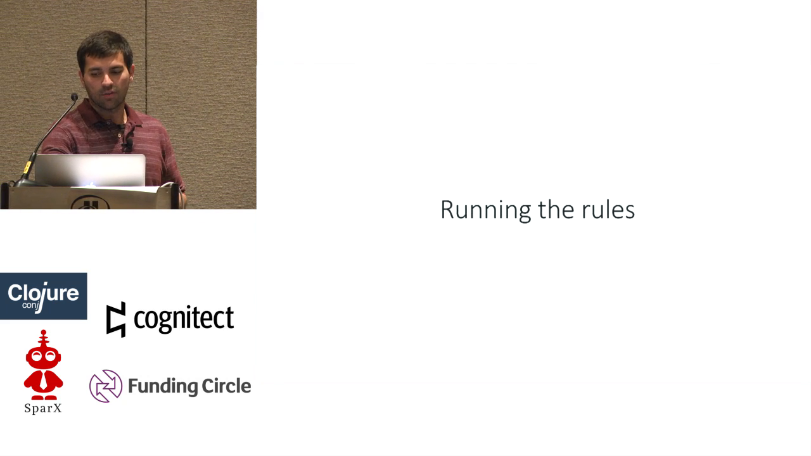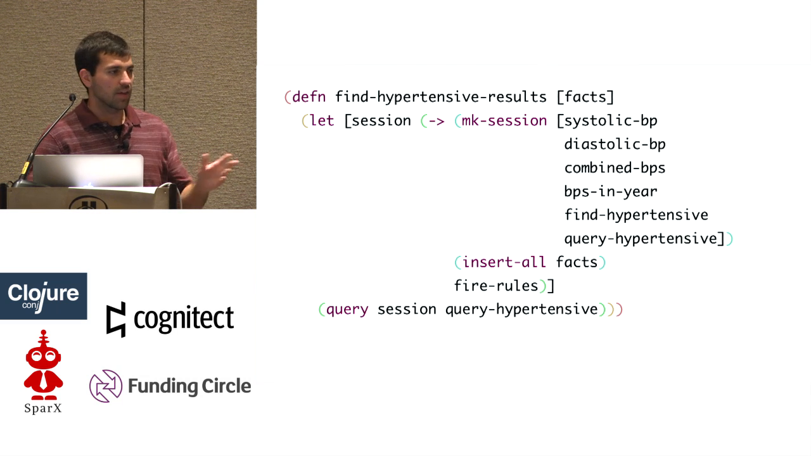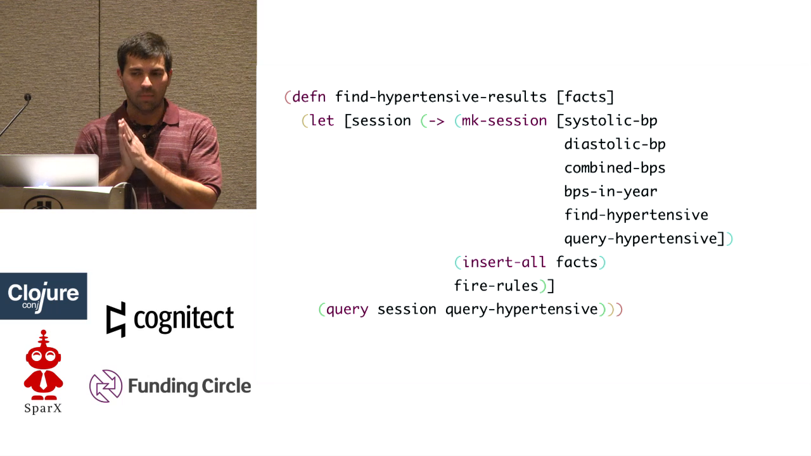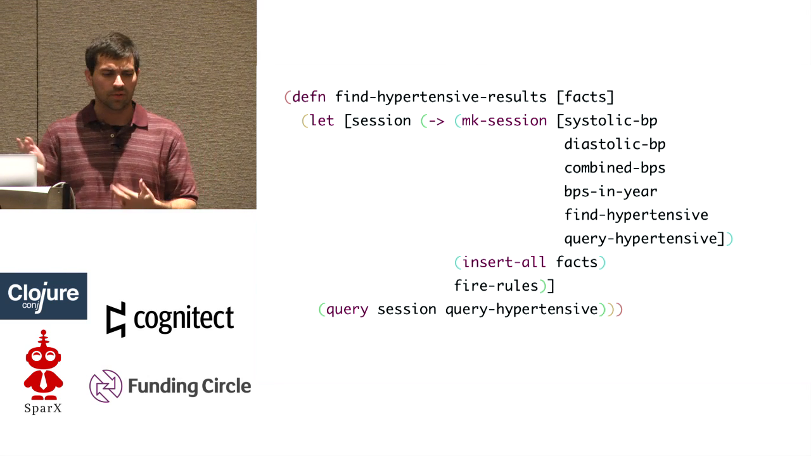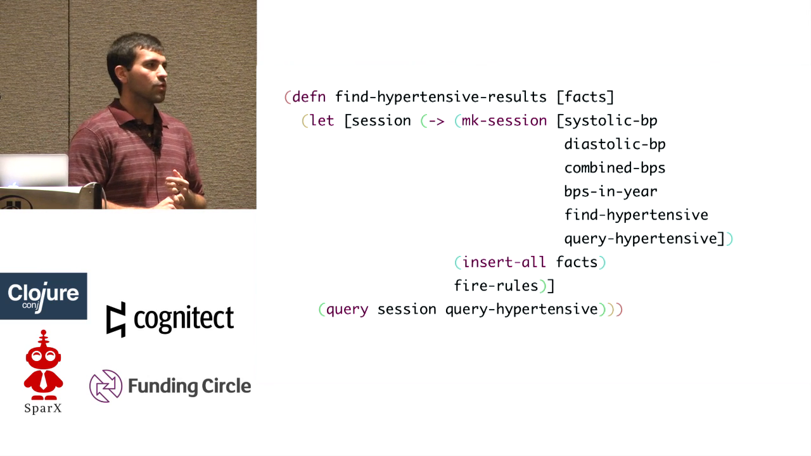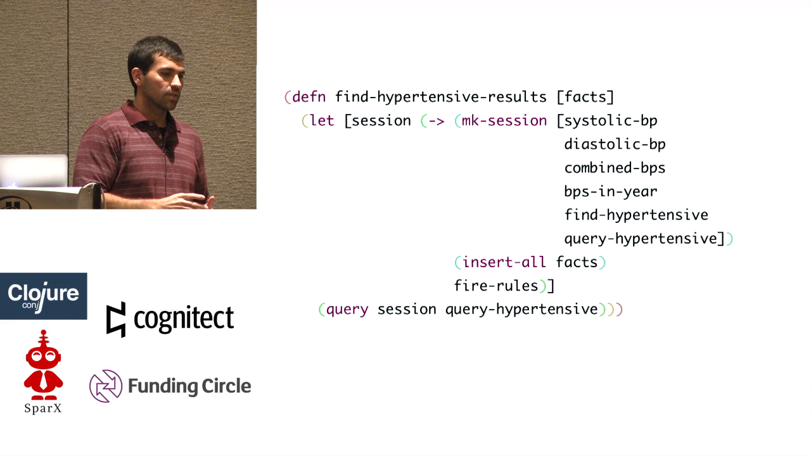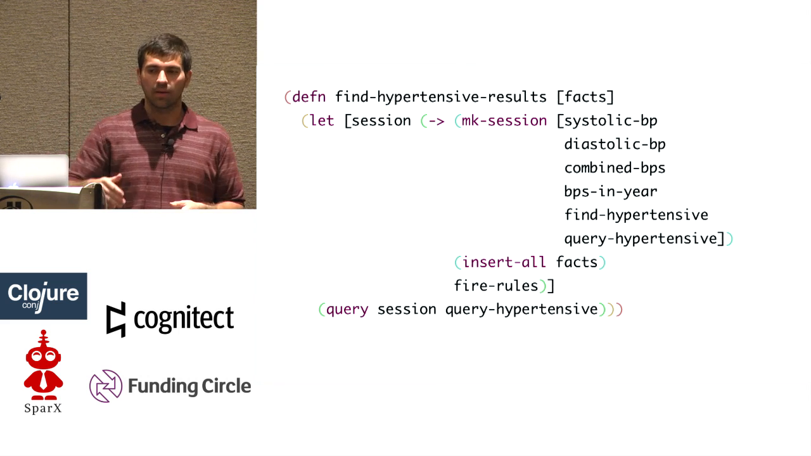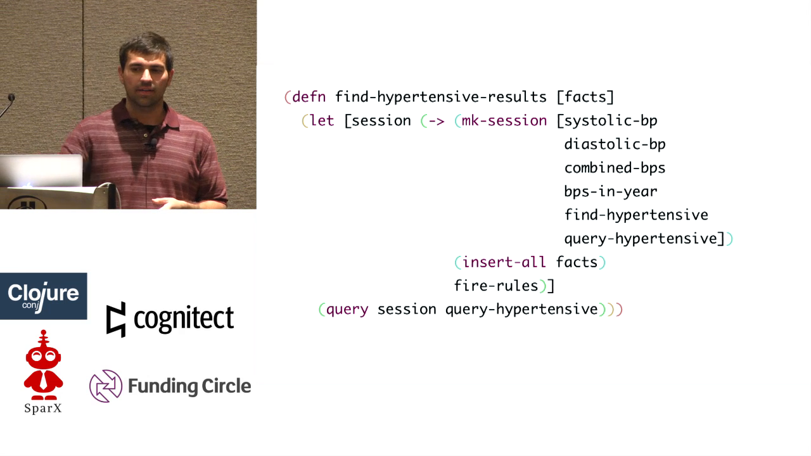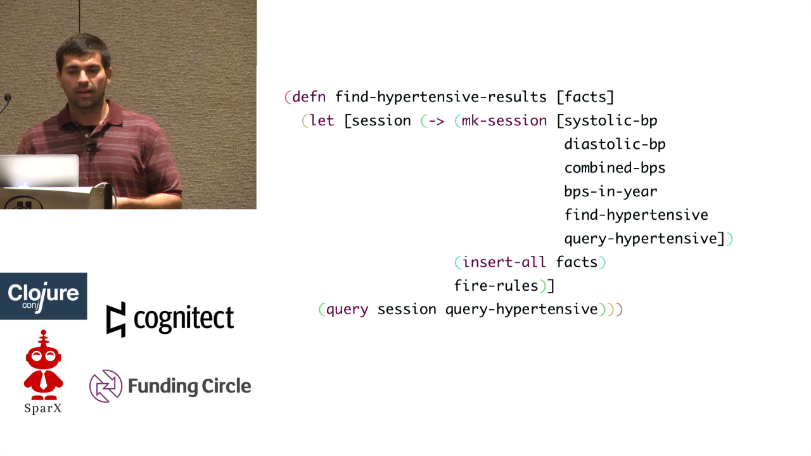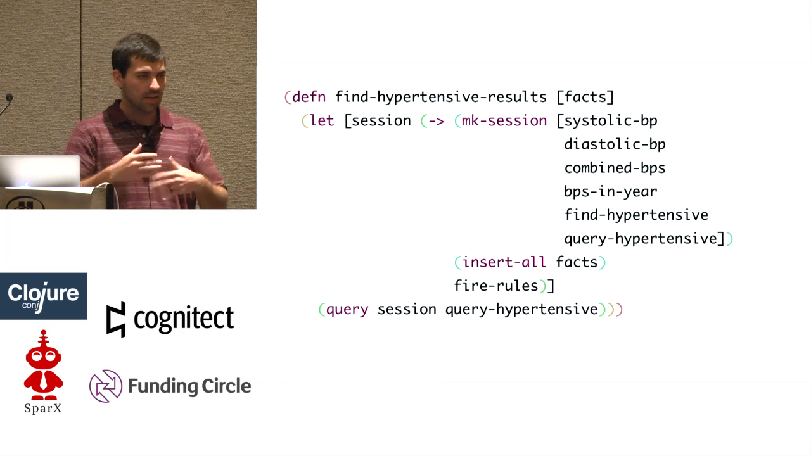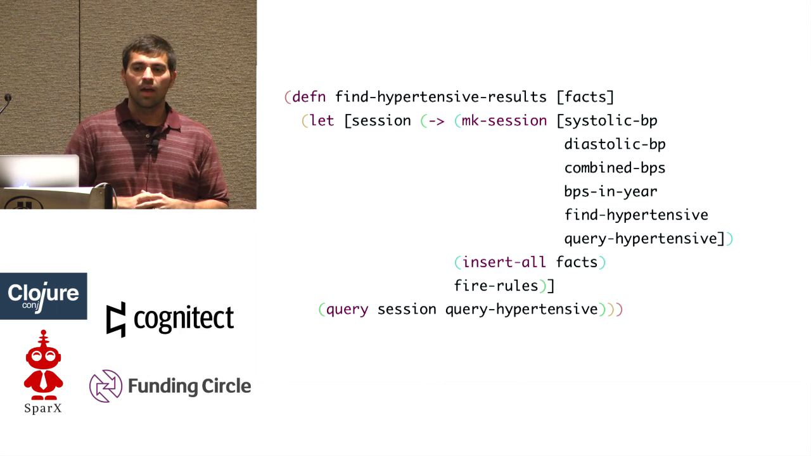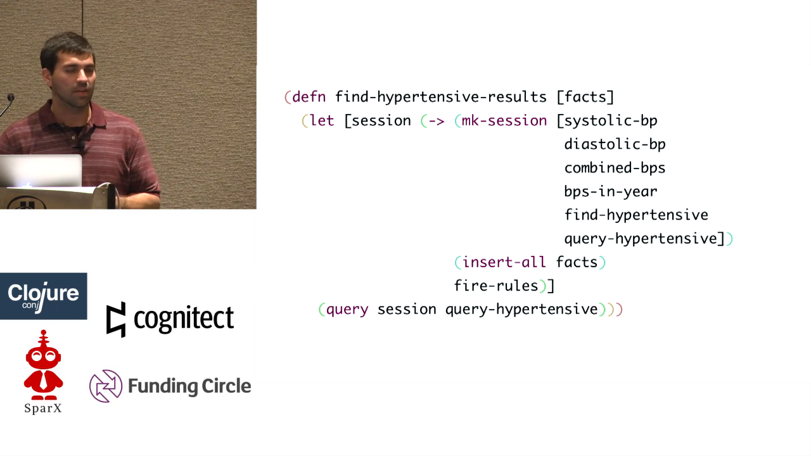Just to demonstrate one way you could run rules, and to make it clear how that works: Clara has a function called make-session. It takes rules, and it produces what we call a rule session, which is just a set of rules and some state of working memory. Then I'm threading it along, so insert-all is inserting all those facts into that session. And then I can fire the rules. That runs the loop until the rules stop, until we're at a halting state where the working memory is stable. And then we query the session to find hypertensive results.